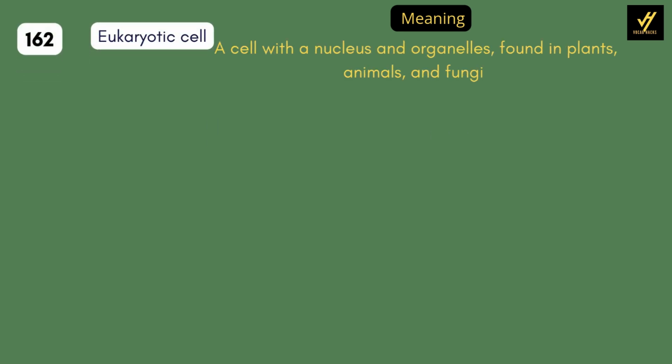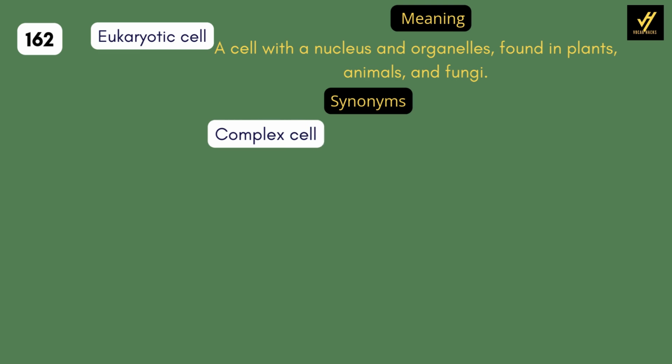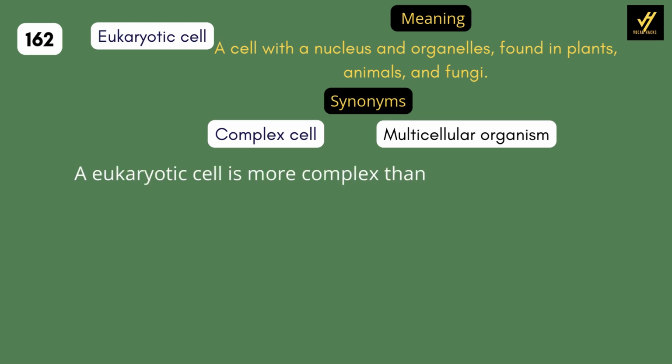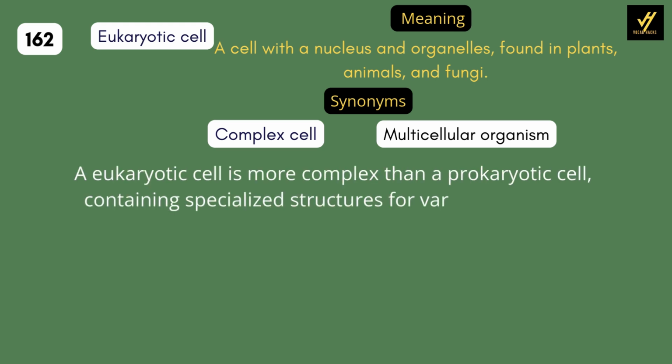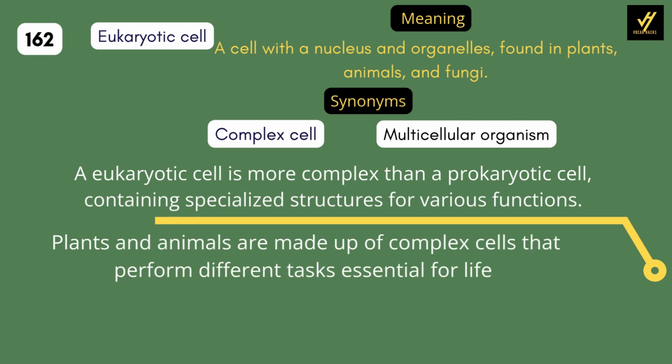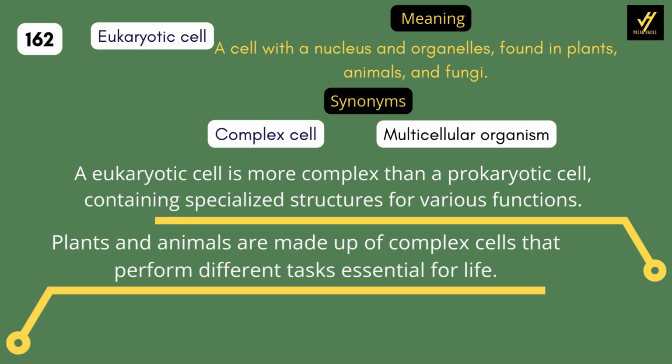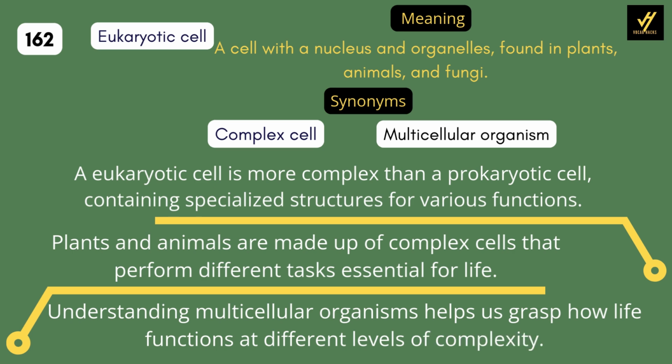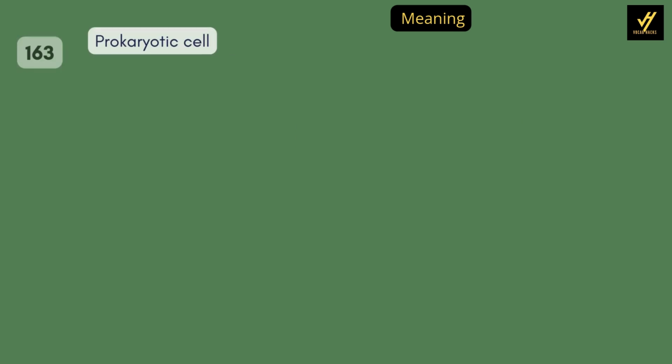Eukaryotic cell, a cell with a nucleus and organelles, found in plants, animals, and fungi. Complex cell, multicellular organism. A eukaryotic cell is more complex than a prokaryotic cell, containing specialized structures for various functions. Plants and animals are made up of complex cells that perform different tasks essential for life. Understanding multicellular organisms helps us grasp how life functions at different levels of complexity.